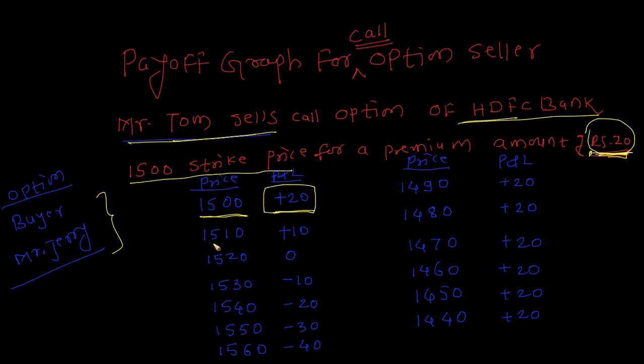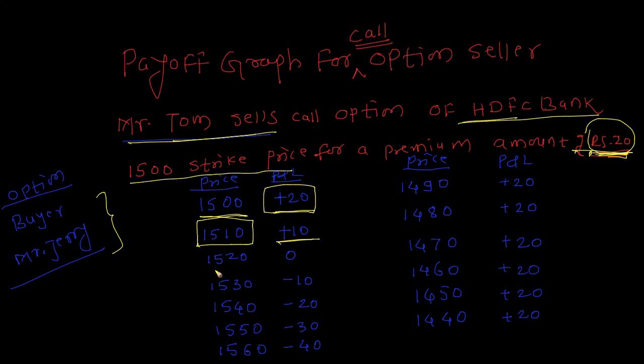When HDFC Bank rises to 1510, the option buyer, Mr. Jerry, is going to come to Mr. Tom and say, Mr. Tom, this is my coupon, by using which I can get HDFC Bank for 1500, so give it to me. Now Mr. Tom will incur a loss of rupees 10 here, because the market price is 1510 and he has to give it for 1500 as he has promised by giving the coupon. But he has already sold the coupon for rupees 20, so he already has a profit of 20. His net profit is 20 minus 10, which is plus 10.